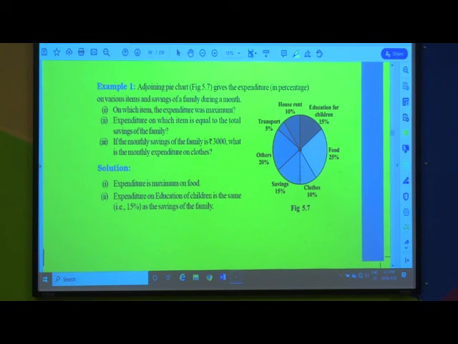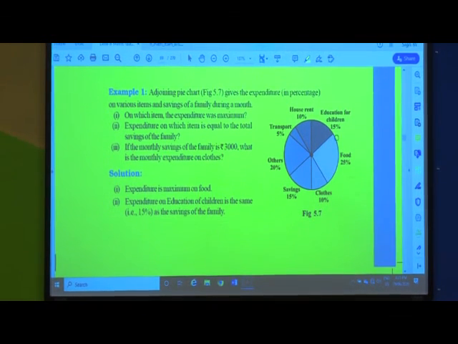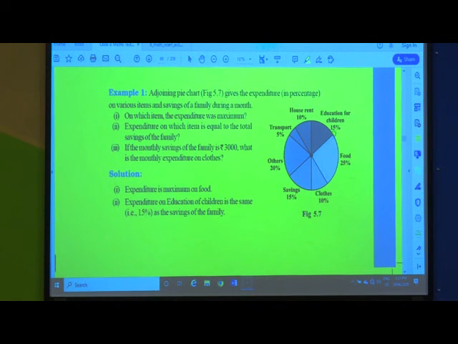You can see here, students, food is occupying 25% of the expenditure. Education for children is occupying 15% of the expenditure. House rent 10% of the expenditure. Transport 5%. Others 20%. Savings 15% and clothes 10%.